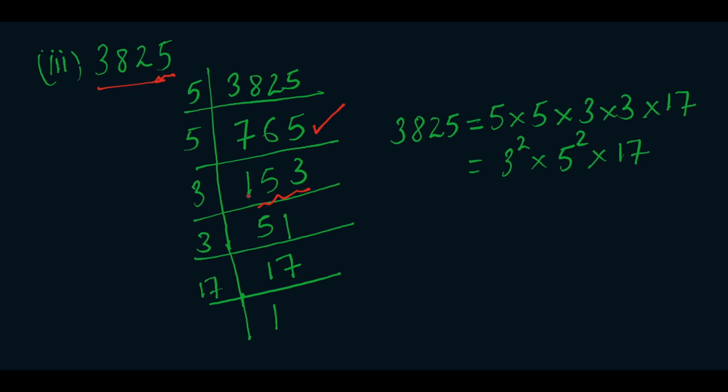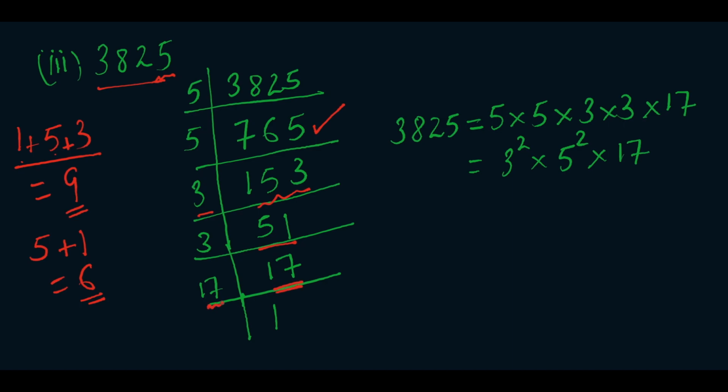Now we need to find if 153 is divisible by 3. So what we will do is take the digits of 153 and add all those numbers. So 1 plus 5 is 6 plus 3 is 9. We know that 9 is divisible by 3, so 153 will be divisible by 3. Now we divide it by 3, we get 51. Again we take 5 and 1, add those, we get 6 here. So 6 is divisible by 3, and so we divide it by 3 again, we get 17.